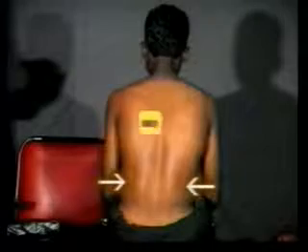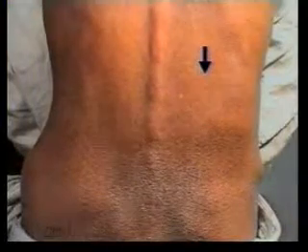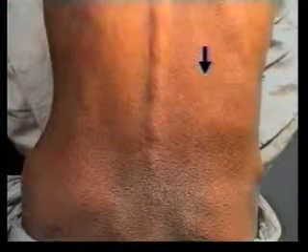Then inspect the renal angles for fullness. Note the fullness of renal angle on the right side, in this case of a right renal lump.